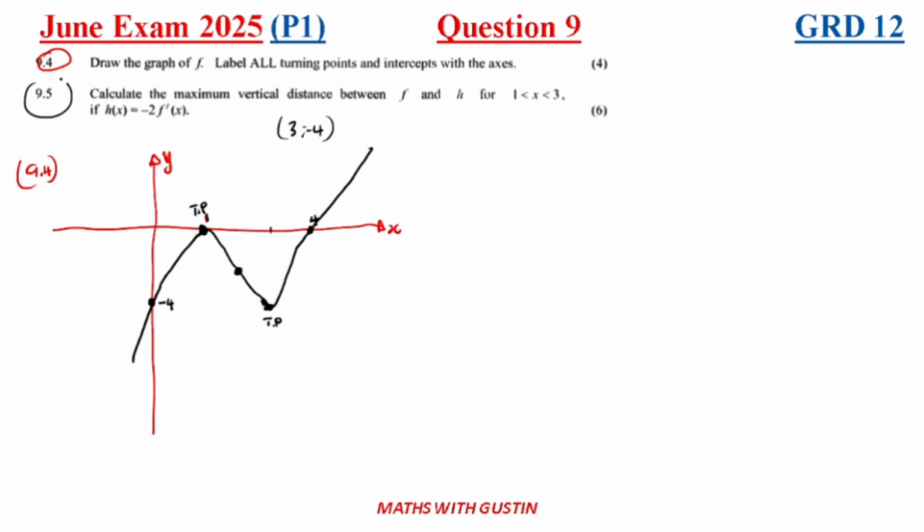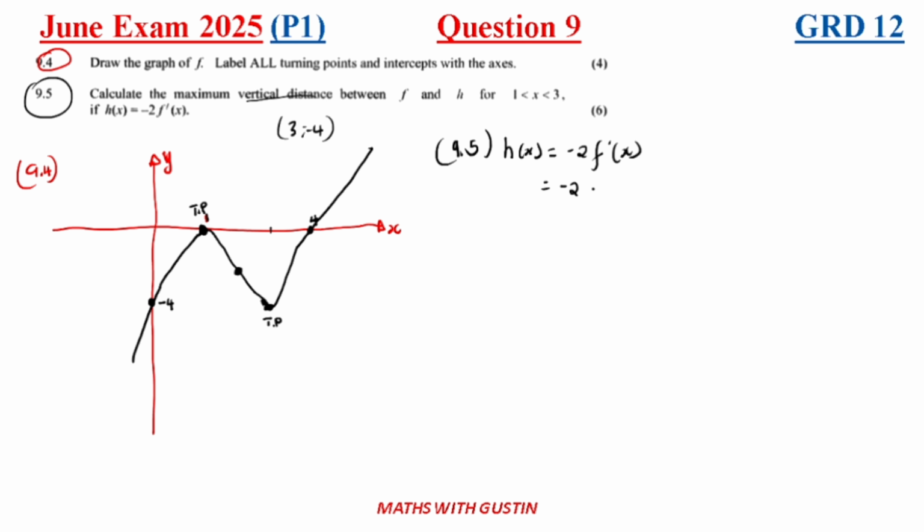Moving right along, let's move to 9.5. It said calculate the maximum vertical distance between f and h. So this is the distance between two functions, where h is given by -2 and the first derivative. Great. There's many ways to kill a cat. Either we can do this. Let's see, we just need to find the function h of x first, right?